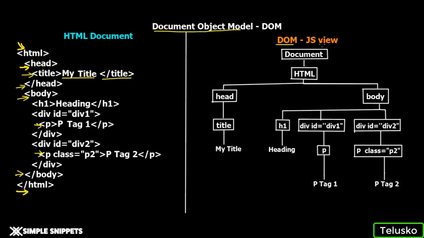Now I'll tell you what this represents. Each of these tags, that is HTML, head, title, are correspondingly represented as objects in the document object model. Hence the name object model. And since this is an HTML document which is loaded onto the browser, corresponding to this we have another representation which is the DOM. So that's why it's a document, and each of these tags are represented as objects. So that's why document object.